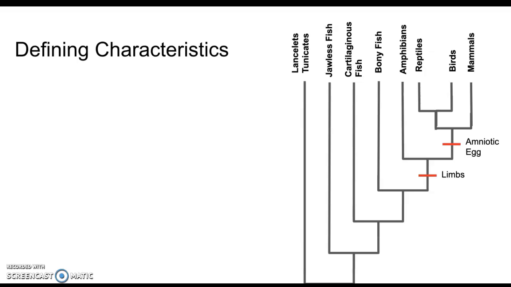Okay, some defining characteristics about amphibians. You notice that now they are in the category of having limbs. So amphibians have limbs, but notice that they do not have an amniotic egg. We're going to talk more about the amniotic egg in more detail, but just know that an amniotic egg is an egg with amniotic fluid, which is found inside the egg.